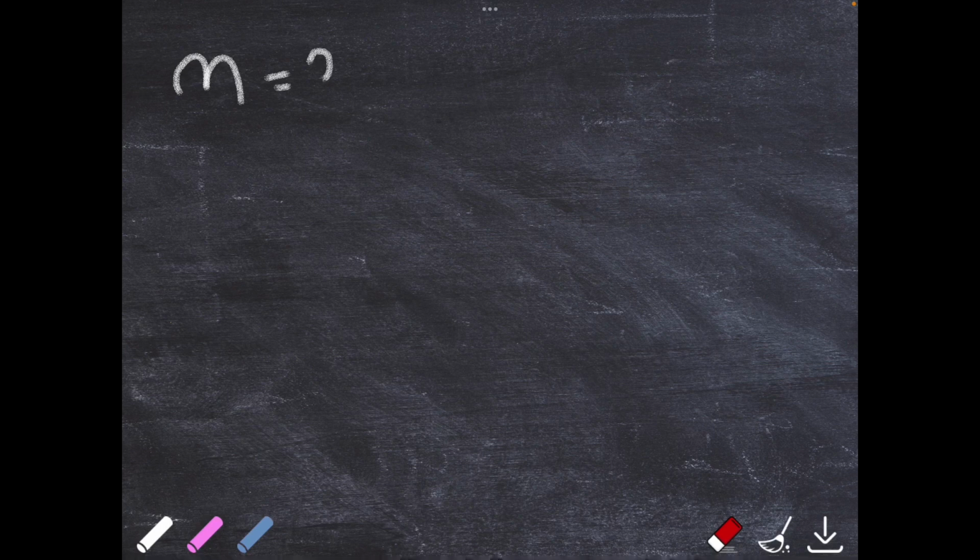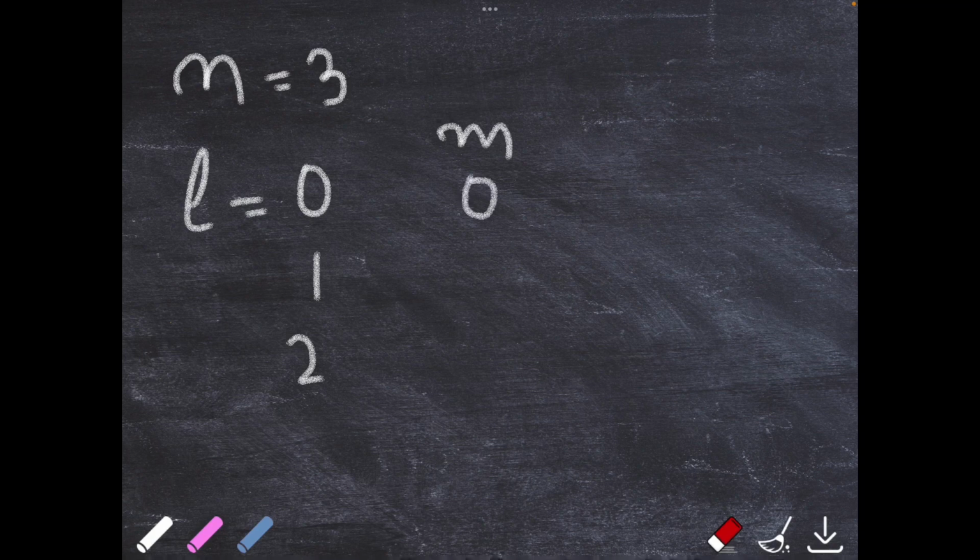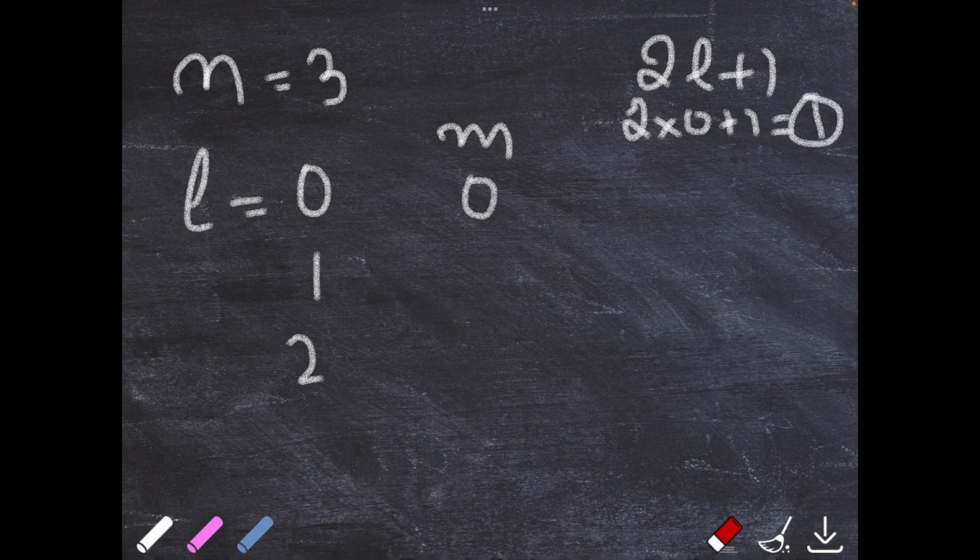If n is equal to 3, L will be equal to 0, 1 and 2. And m will be equal to, for 0, m will be 0 only. So it has twice L plus 1, that is 2 into 0 plus 1, that is equal to 1 value only. So you have only one value, that is 0. And because there is only one value, this is the s subshell. So s subshell will have only one orbital.